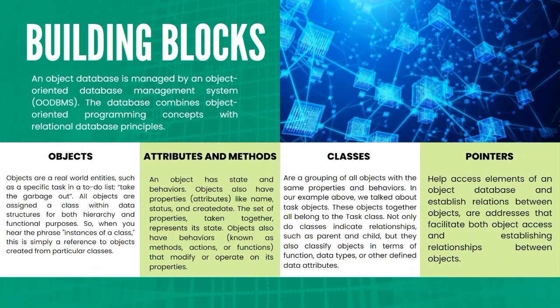For the building blocks, objects. Objects are real-world entities such as a specific task in a to-do list. Take the garbage out. Attributes and methods. An object has state and behaviors. Objects also have properties, attributes like name, status, and create date.